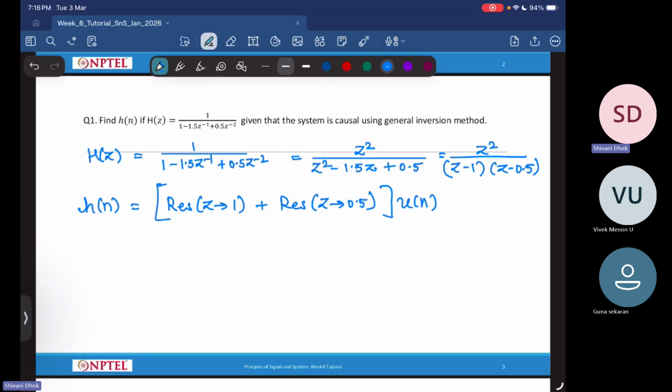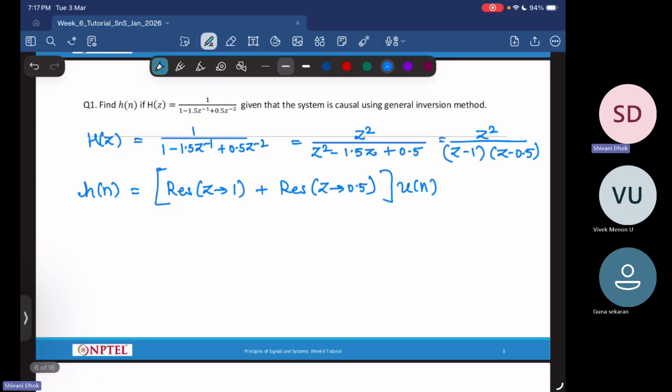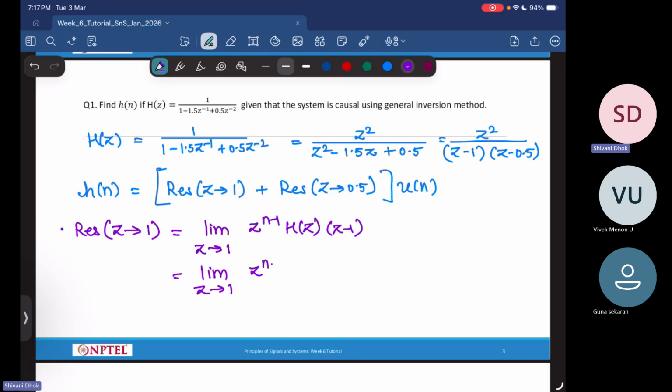Okay, so this is what we have right now. Let's find these things. The residue at z tending to 1 will be limit z tending to 1 of z to the power n minus 1 into h of z into z minus 1. So this is equal to limit z tending to 1, z to the power n minus 1 into z square upon z minus 1 into z minus 0.5 into z minus 1. This gets cancelled.